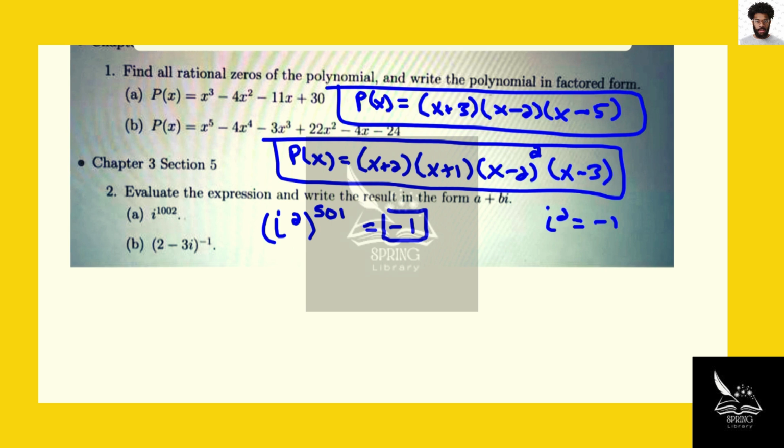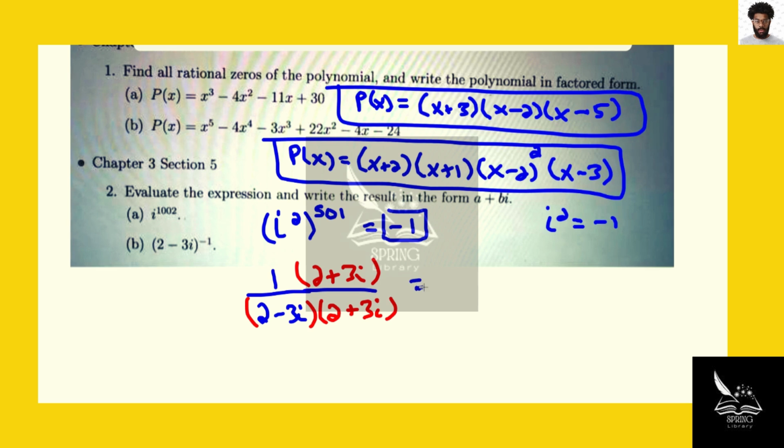If 2 minus 3i to the negative first is what we have, then that's equivalent to 1 over 2 minus 3i to the first, which then we can rationalize by using its conjugate, which would be 2 plus 3i, that we have to multiply both the numerator and denominator.